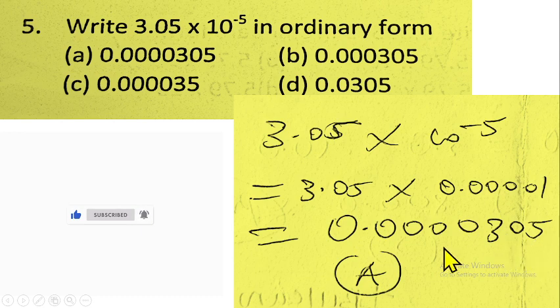0.0000305. So like I said, you can move the decimal point 5 times to the front. Before, the decimal point was here, let's move it 1, 2, 3, 4, then 5. You can see the decimal point is now here, then you put another 0 here. And this is the correct answer. So option A is the correct option for question number 5.